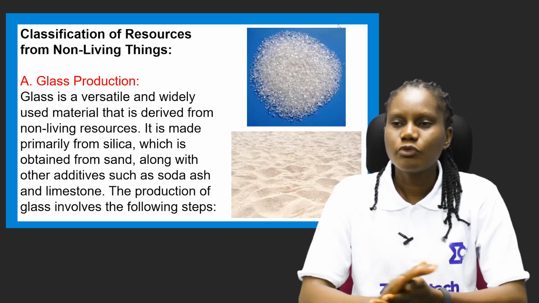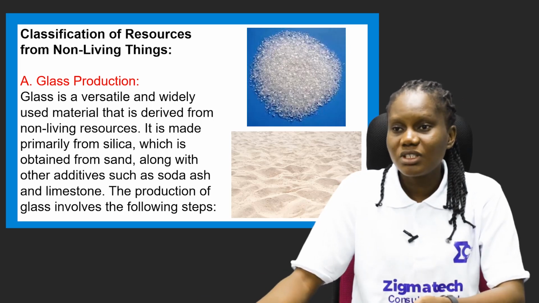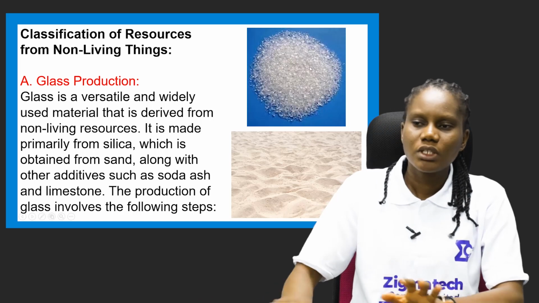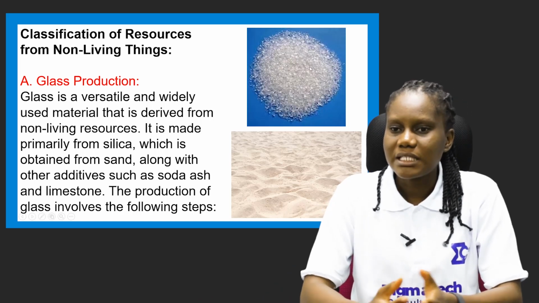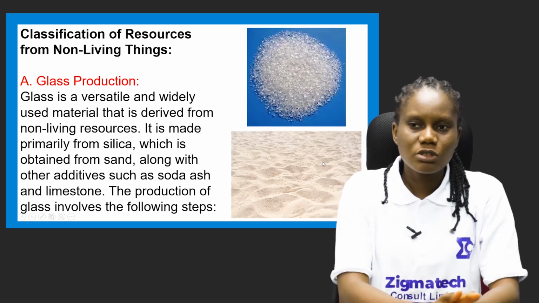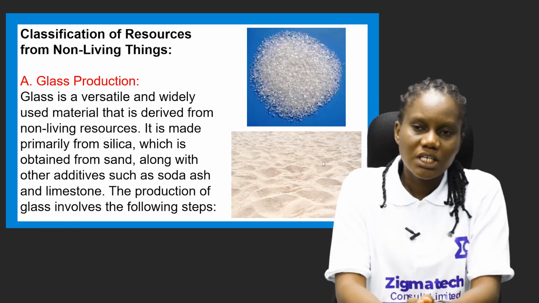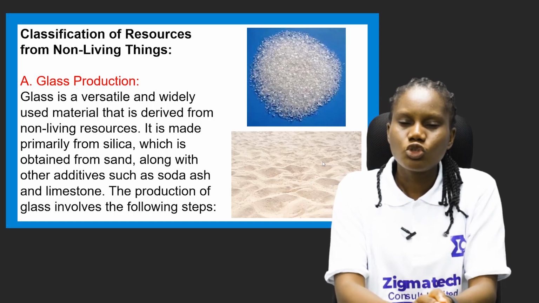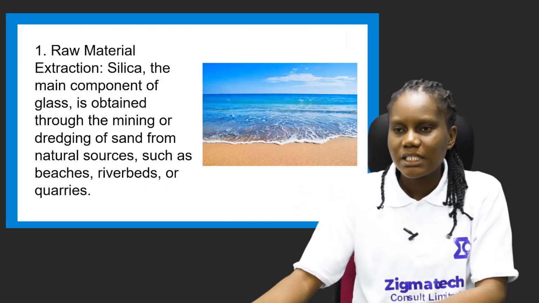If you look at the slide, we have two pictures there. The first picture is your silica, you can see that it is white, and the second one is sand. Don't forget that your silica is gotten from sand, and when you get your silica, you can use it to produce your glass.